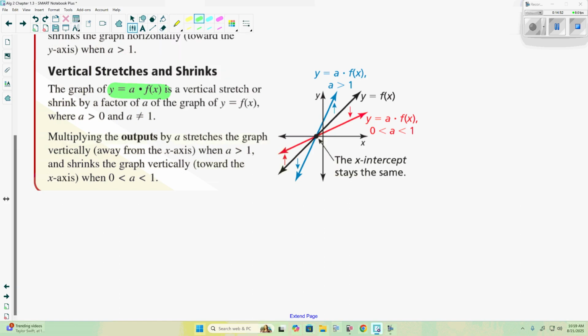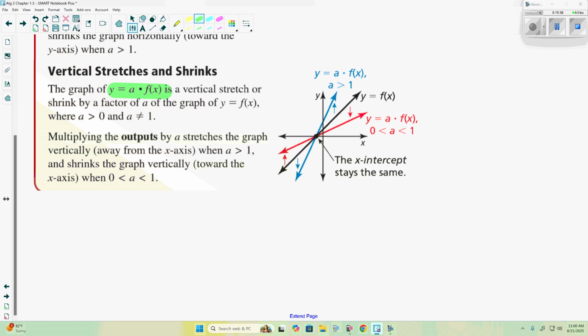The graph y equals a times f of x is a vertical stretch or shrink by a factor of a, where a is greater than 0 and a is different than 1. So multiplying the outputs by a stretches the graph vertically when a is greater than 1 and shrinks it when a is between 0 and 1. Now notice it doesn't matter if it's a stretch or shrink. If it says vertical stretch, vertical shrink, we're talking about a times f of x, a times our function, where a is the amount it's stretching or shrinking.